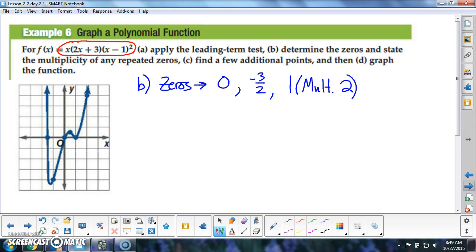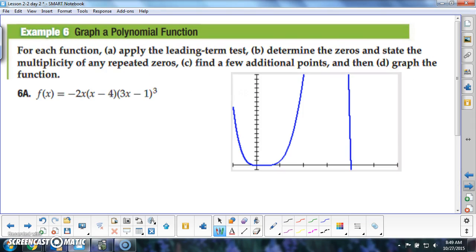Part C, find a few additional points. You don't have to do that. You can thank me later. And then graph the function. You can just do that with the graphing calculator. So really all you're doing on these is taking the equation and identifying the zeros and stating the multiplicity of any repeated zeros.